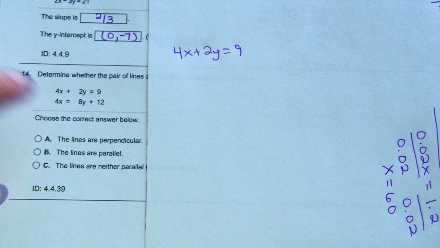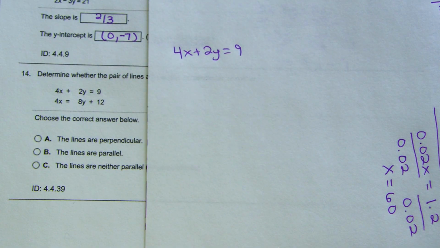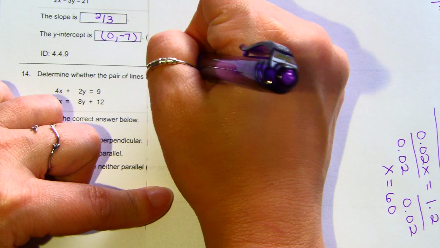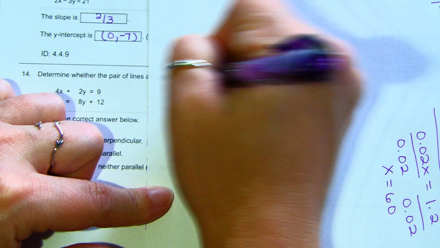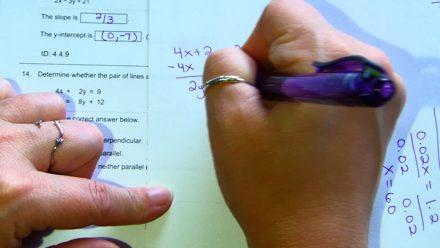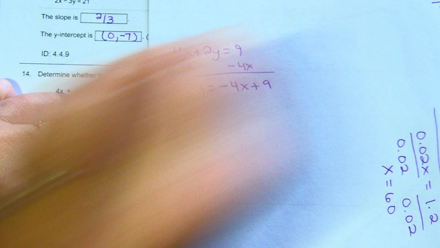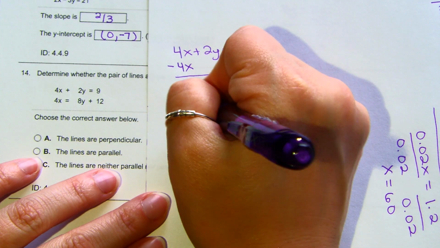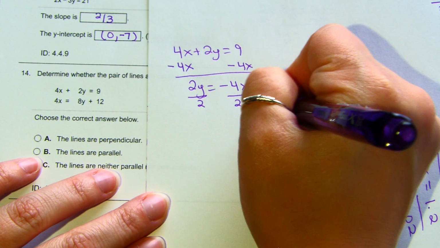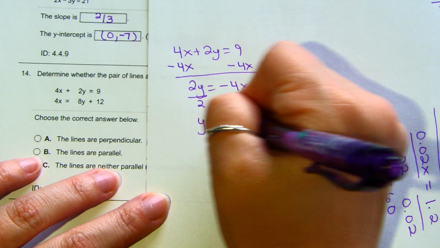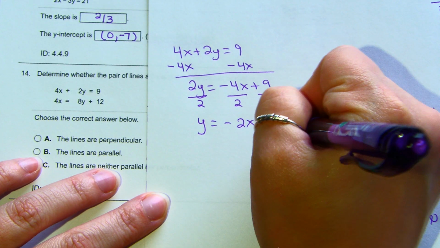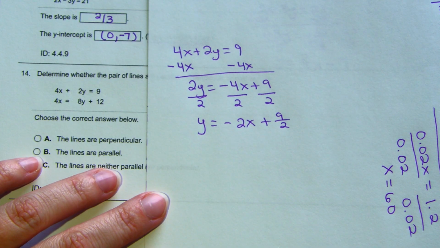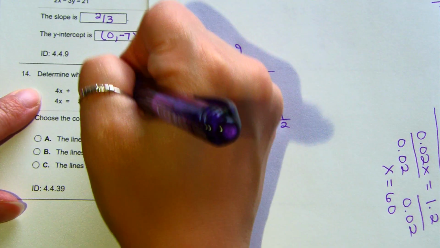Divide by 2, divide by 2, and I get y equals negative 2x plus 9/2. So my slope for that first equation is negative 2, because that's the number in front of my x. Then I go and do it again. I have 4x equals 8y plus 12. That's the second equation. I need to get it in y equals mx plus b format.